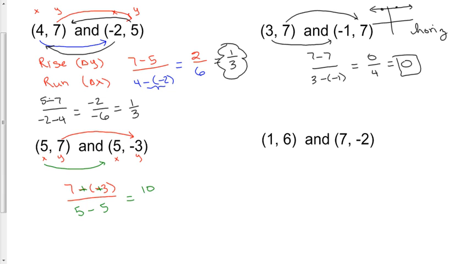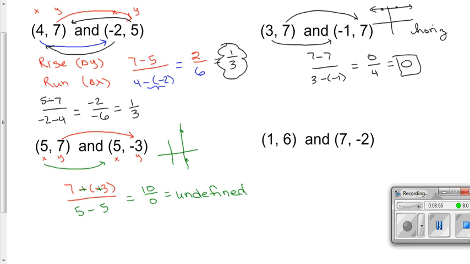On the top I get 10, on the bottom I get 0. And this says how many zeros does it take to get to 10? You can't do that. So this one is undefined. Again, if you think about graphing this, I'm going to go 5, 7 and 5, -3. This one's going to get me a vertical line. And because I have a vertical line, I know that that slope's going to be undefined.